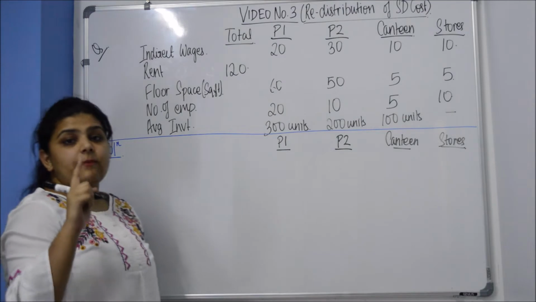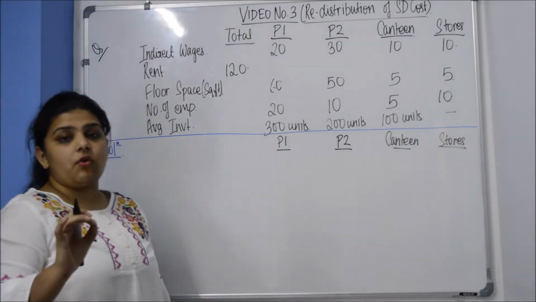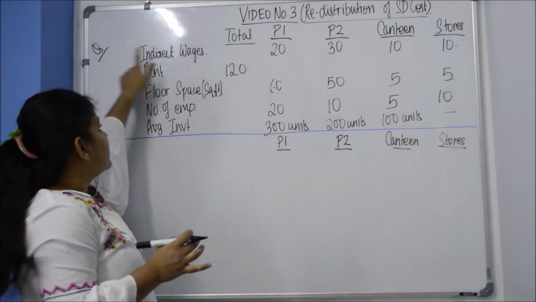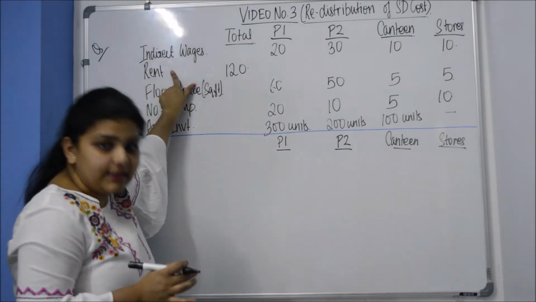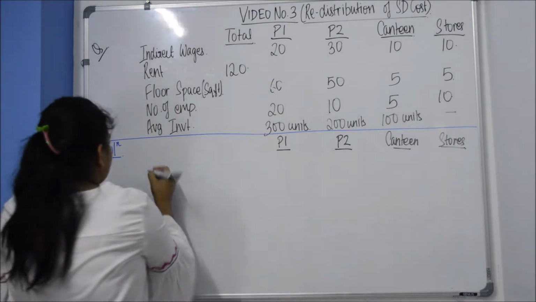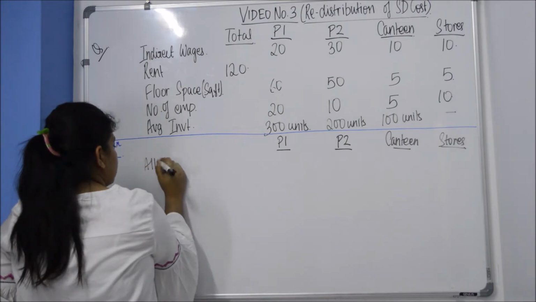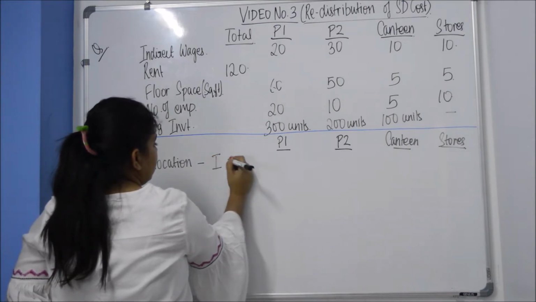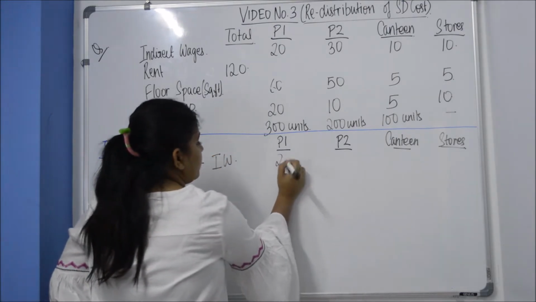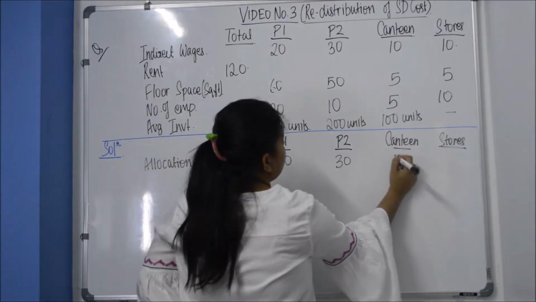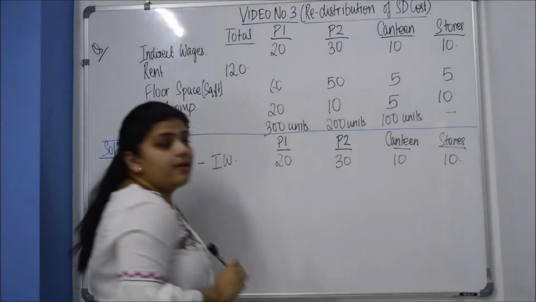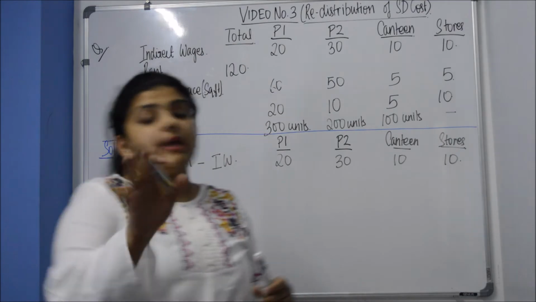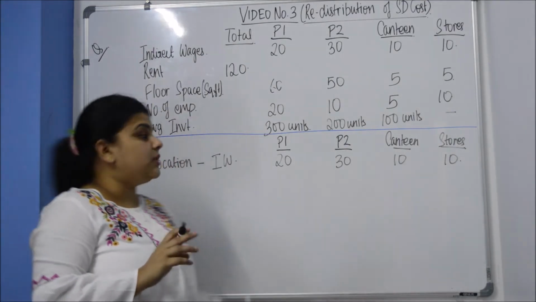So first step, what is the first step? Estimation and collection of overheads. That is already done and given to us. There are only 2 overheads. One is the indirect wages and the second one is the rent. Step 2, allocation. So first we'll allocate the cost. Since we have just one cost for simplicity purpose, indirect wages, that is 20, 30, 10 and 10. We have directly written it. We do not require any kind of basis for putting down the cost to each department.